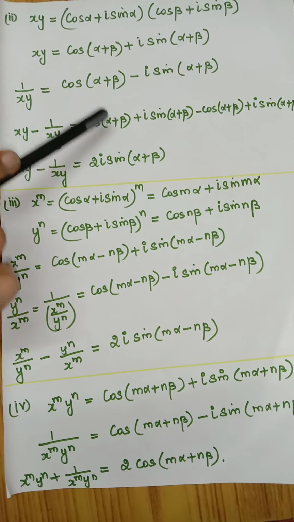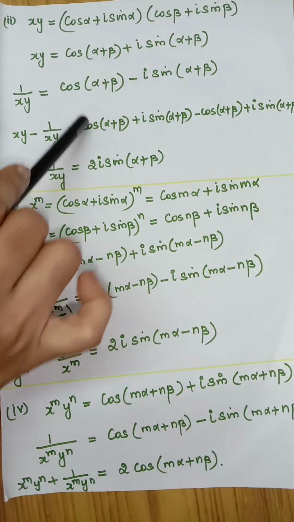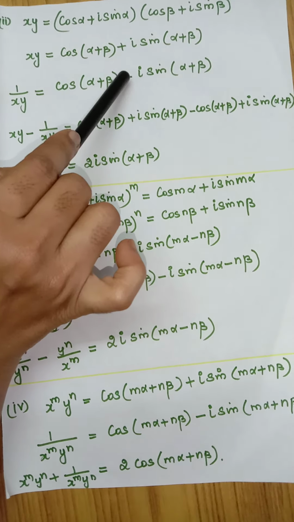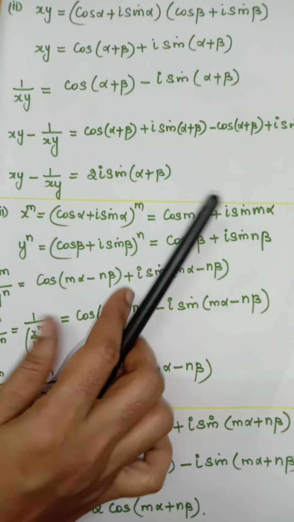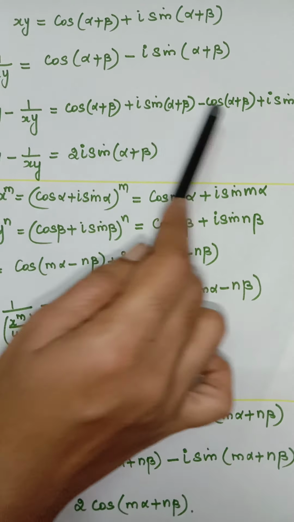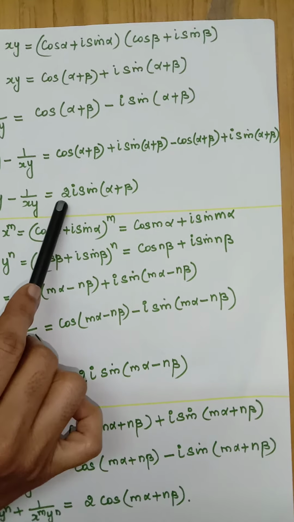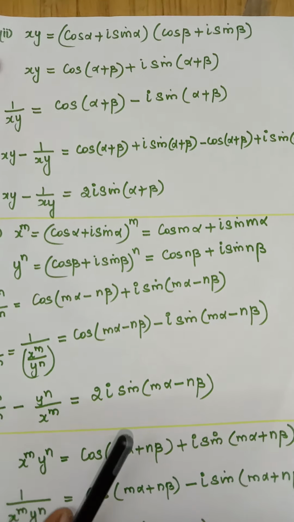cos of alpha plus beta plus i sin of alpha plus beta. From that you have to subtract these two terms. This will become minus and this will become plus. Okay, cos alpha plus beta minus cos alpha plus beta get cancelled. So you have to add these two terms. Your answer is 2i sin of alpha plus beta. Okay, come to the third subdivision.